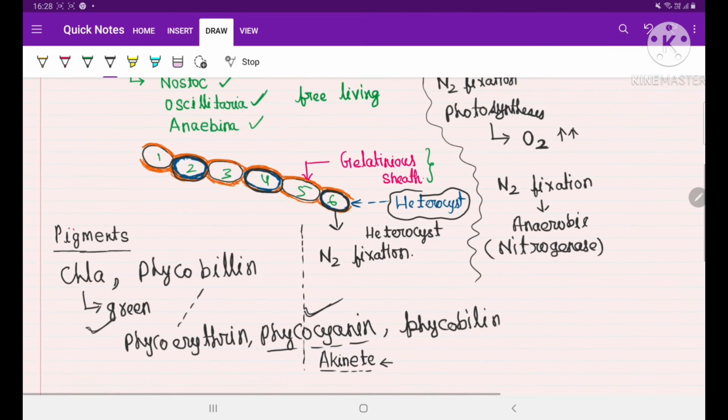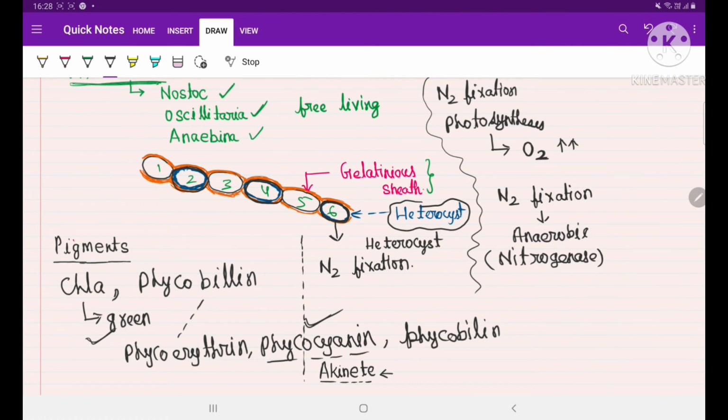Now when scientists studied, they found that not only heterocysts, they have one more type of specialized cell, and this specialized cell is called akinete. This akinete cell makes it possible for cyanobacteria to exist even at very low temperature, that is due to the presence of these akinete cells, an anti-freezing kind of cell in fact.